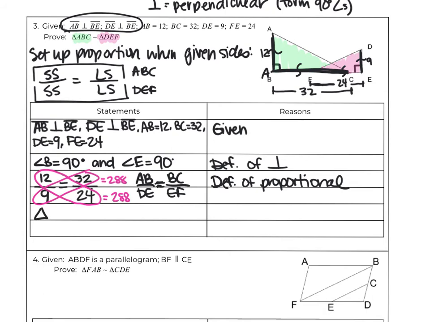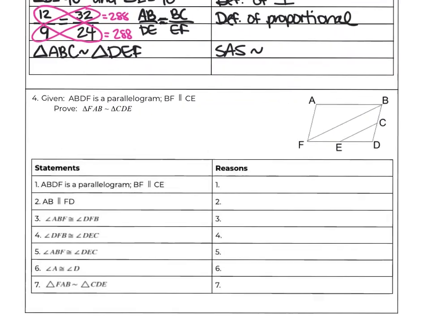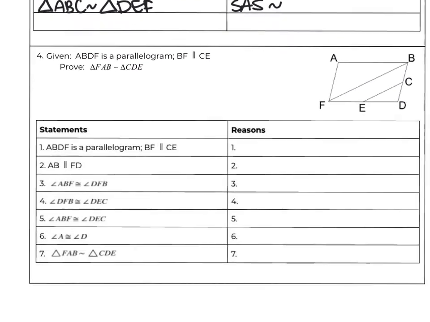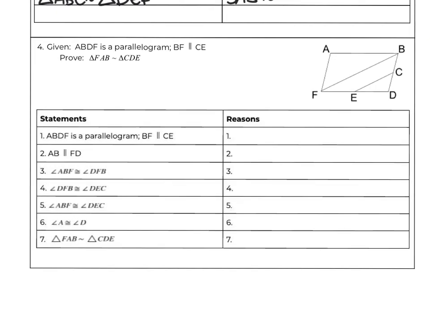So I'm going to write my similarity statement. Triangle ABC is similar to triangle DEF. Side, angle, side, similarity. So again, anytime you write a similarity statement for a triangle, make sure you use one of those 3 similarity postulates.